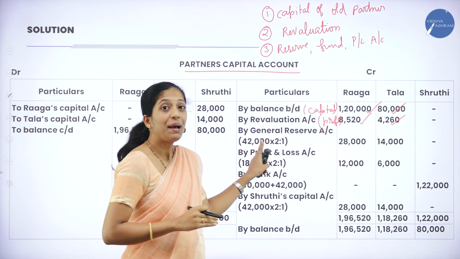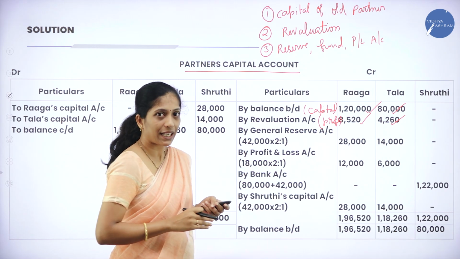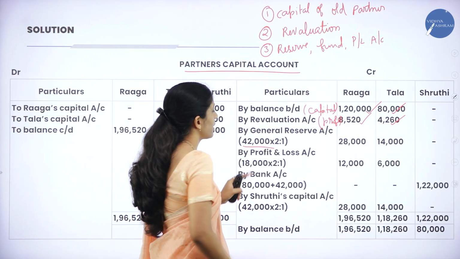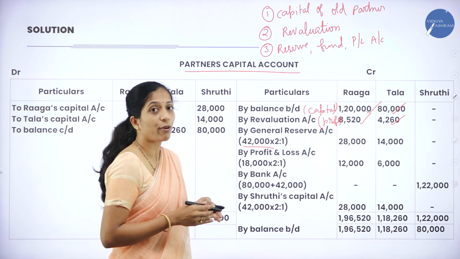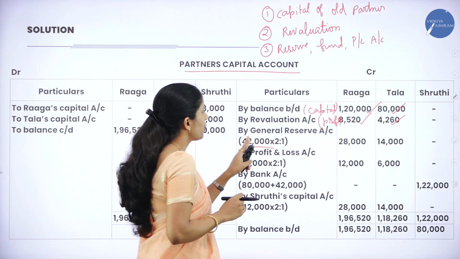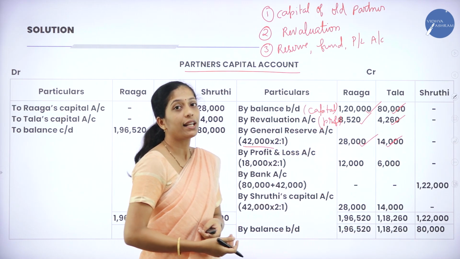So how do we record? By general reserve. Since it was on the liability side, transfer it to the credit side of the partners' capital accounts. What was the general reserve? 42,000. What is the old profit sharing ratio? 2:1. They had already given 2:1 in the question. So the partners will get 28,000 as well as 14,000.